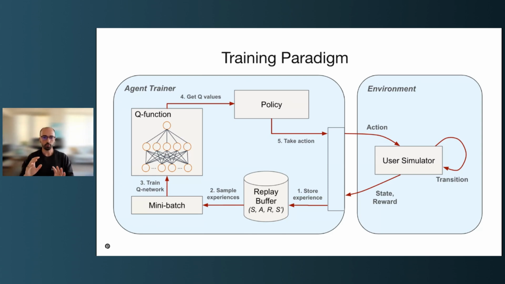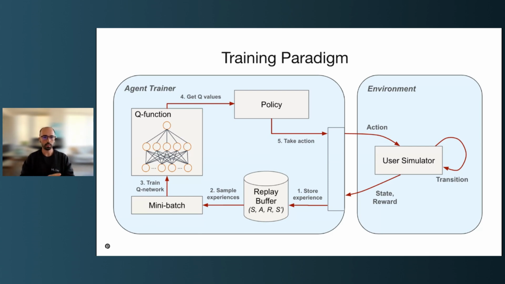The agent trainer first receives that experience that we were looking at earlier, that SARS, and it's added to a replay buffer. A replay buffer is a data store that contains all those experiences, from which we'll be sampling mini-batches of experiences so that we can improve the Q function.